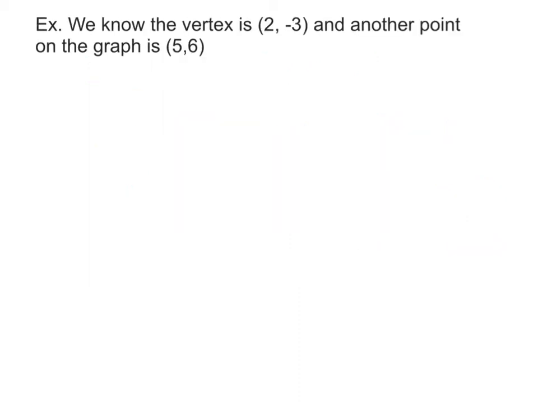Next example, we know that the vertex is (2, -3), and another point on the graph is (5, 6). So for this, we're going to use the vertex form of the equation. Okay, there's a nice little reminder of y equals a(x minus h) squared plus k.